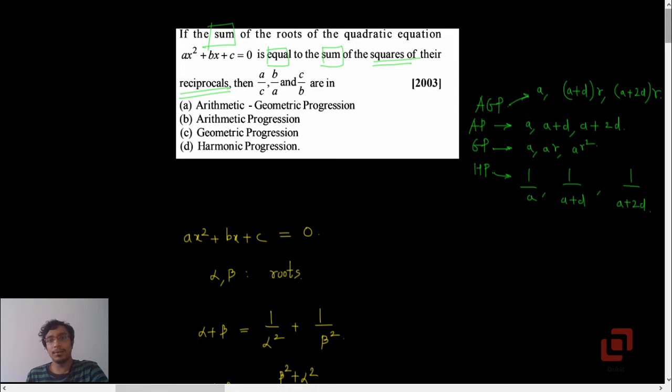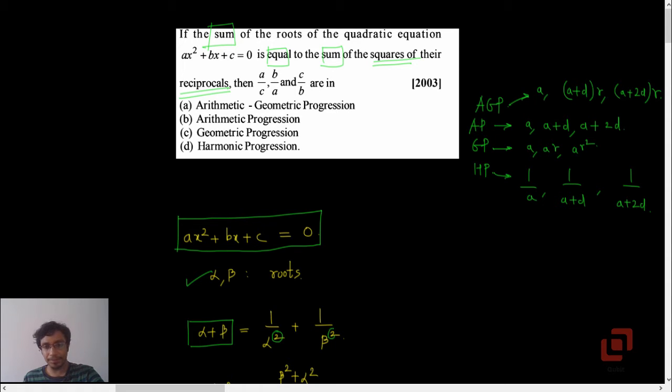If you know that, then we are in a position to actually solve the problem, because it is telling us to find a relation among a by c, b upon a, and c by b. If you don't know how to interpret the relation, then it will be difficult. Let's now go to the quadratic equation, ax squared plus bx plus c. Let us assume that the roots are alpha and beta. Now let us use the condition in the problem, which says that the sum of the roots is equal to the sum of the squares of their reciprocals. Based on this condition we will try to find a relation among these three.